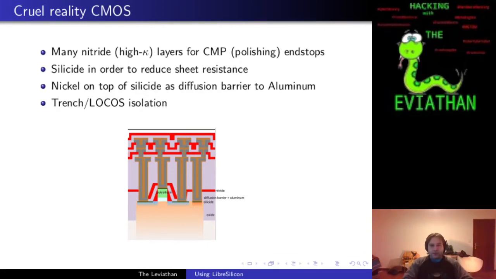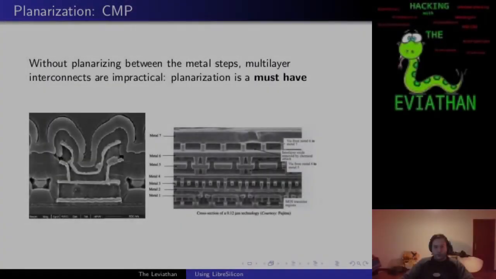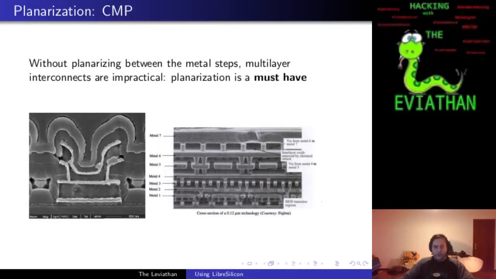The drawback of nitride is that it has a very high dielectric constant, which in turn increases the capacity between the metal layers. As you can see here in those pictures, on the left there is an implementation which skips the planarization step between the metal depositions. As you can see, anything more complicated than a single metal interconnect layer becomes unfeasible without polishing steps in between.